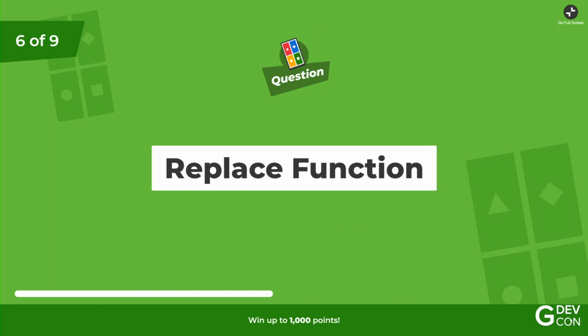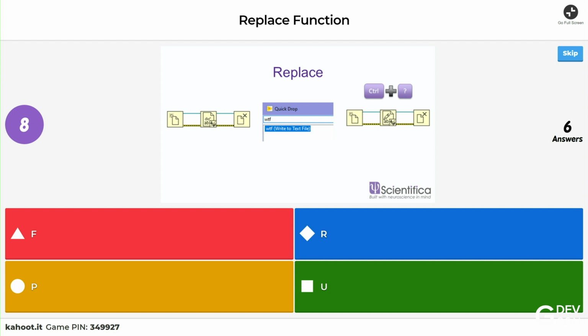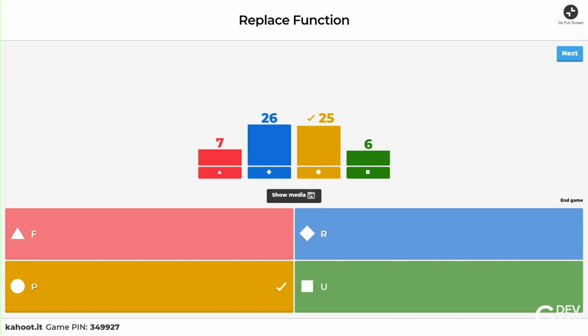Replace function. So here I've put down the incorrect function. F, R, P, or U. 1 second left. The answer is, of course, P. And yeah, I thought there would be a fairly equal distribution between R and P.